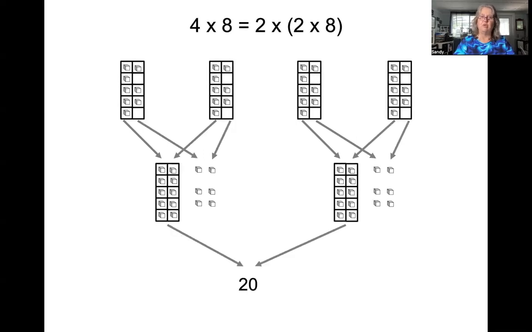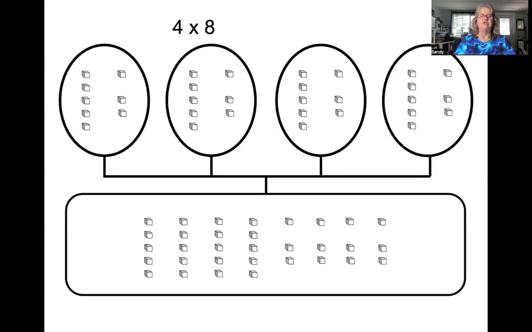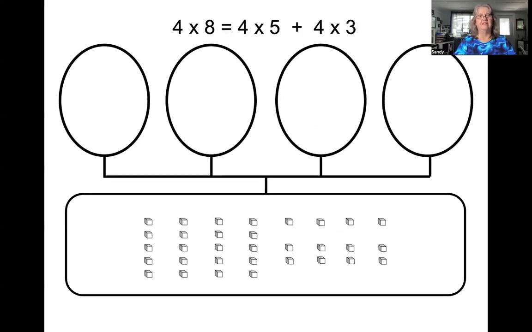And that gives me 20 when I double the 10s, 12 when I double the 6s. So 4 8s can be thought of as double-double. Now, in other videos, we've looked at 4 8s using a distributive property approach, right? 4 8s, same as 4 5s put together with 4 3s, right?